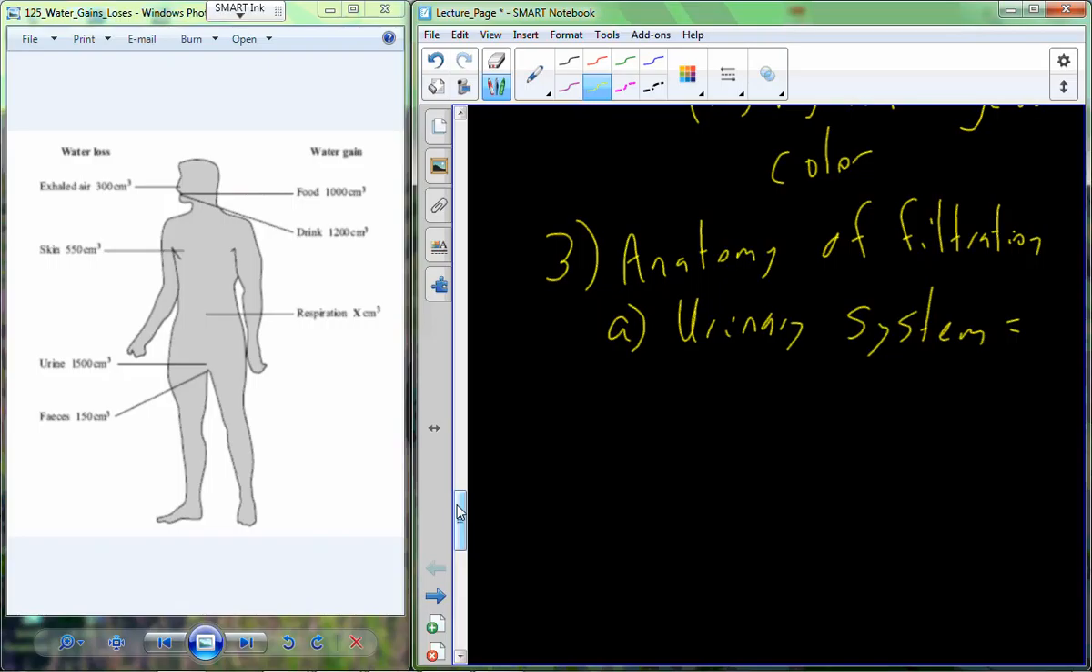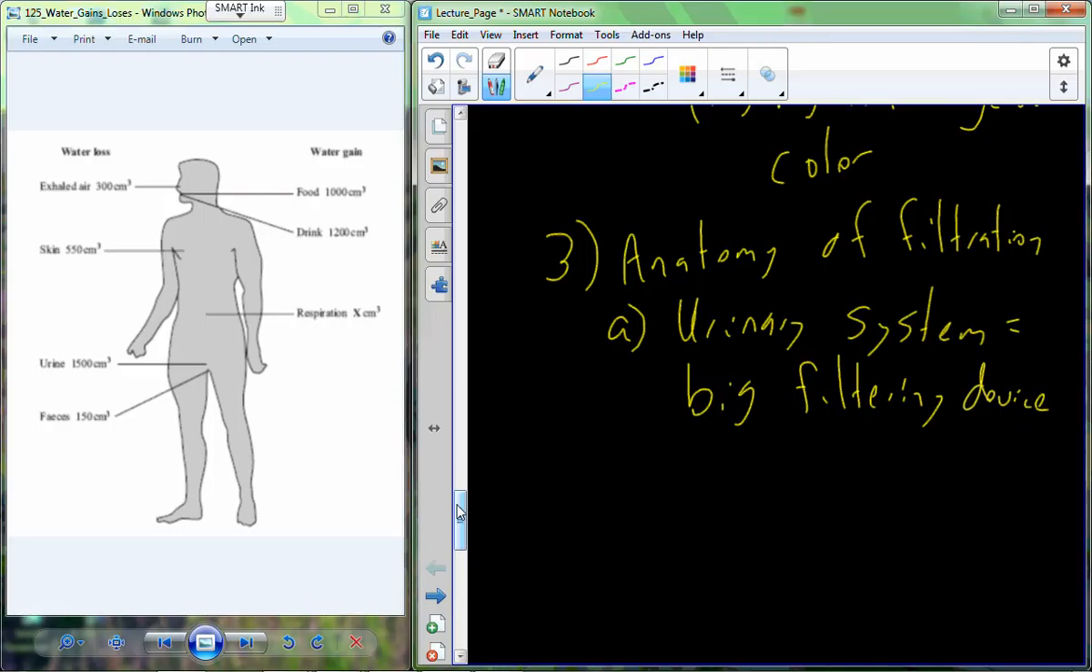So we're going to shift gears here, and we're going to now talk about the anatomy of filtration. Filtration is the starting point for urine production, and we have to understand what the urinary system is in order to understand how urine is going to be produced. And really, in one gigantic summary statement, the urinary system is simply just a big filtering device.